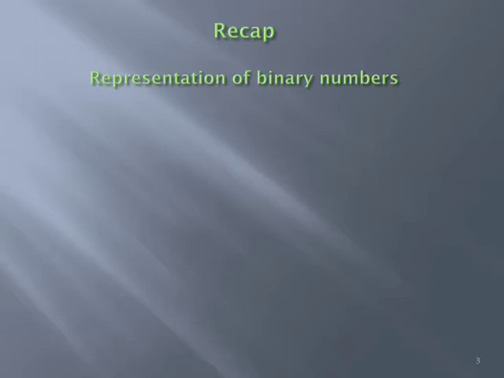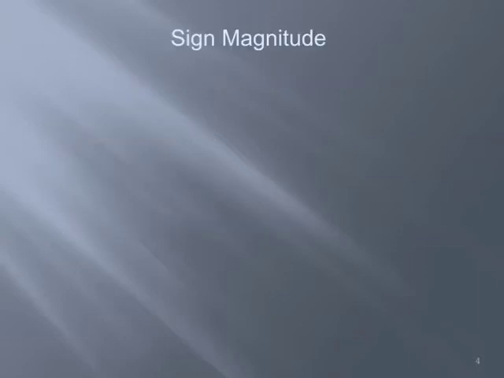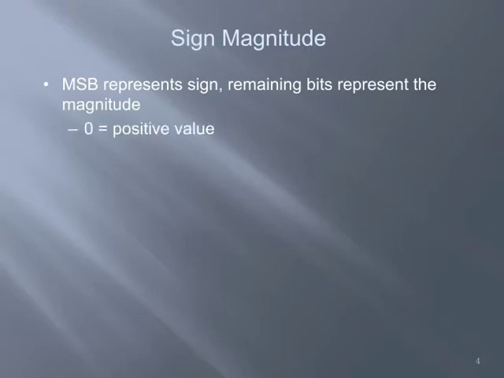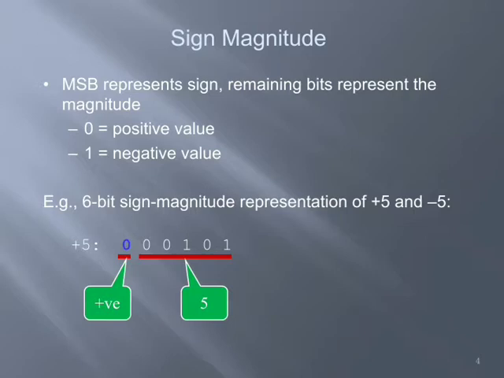So within a short time, we will revise whatever we have learned from the previous lecture. We have represented binary numbers in different forms: sign magnitude form, one's complement representation and two's complement representation. In sign magnitude, we can represent a positive value with MSB as 0 and a negative value with MSB as 1, and you can see the example of representing plus 5 and minus 5 using 6-bit sign magnitude representation.